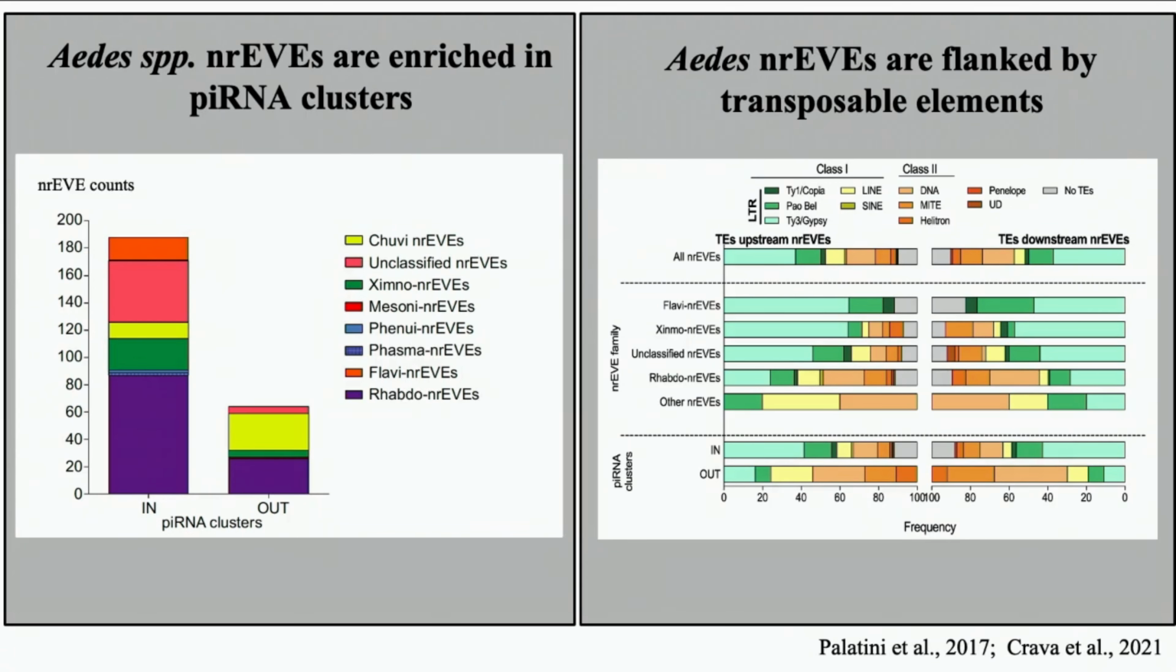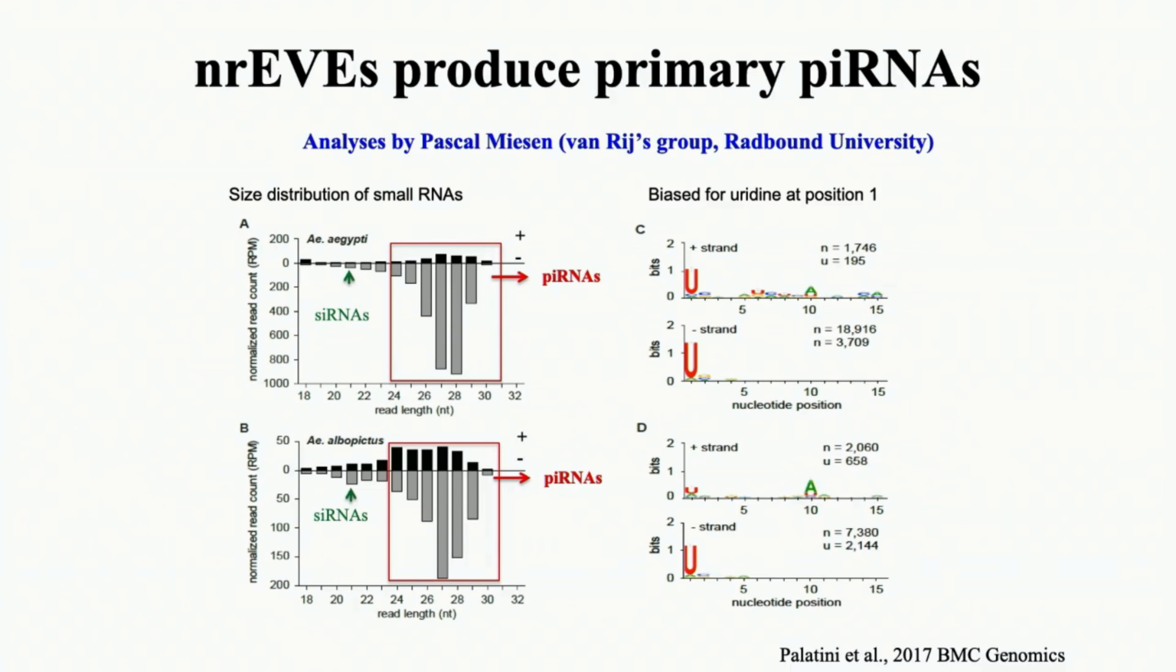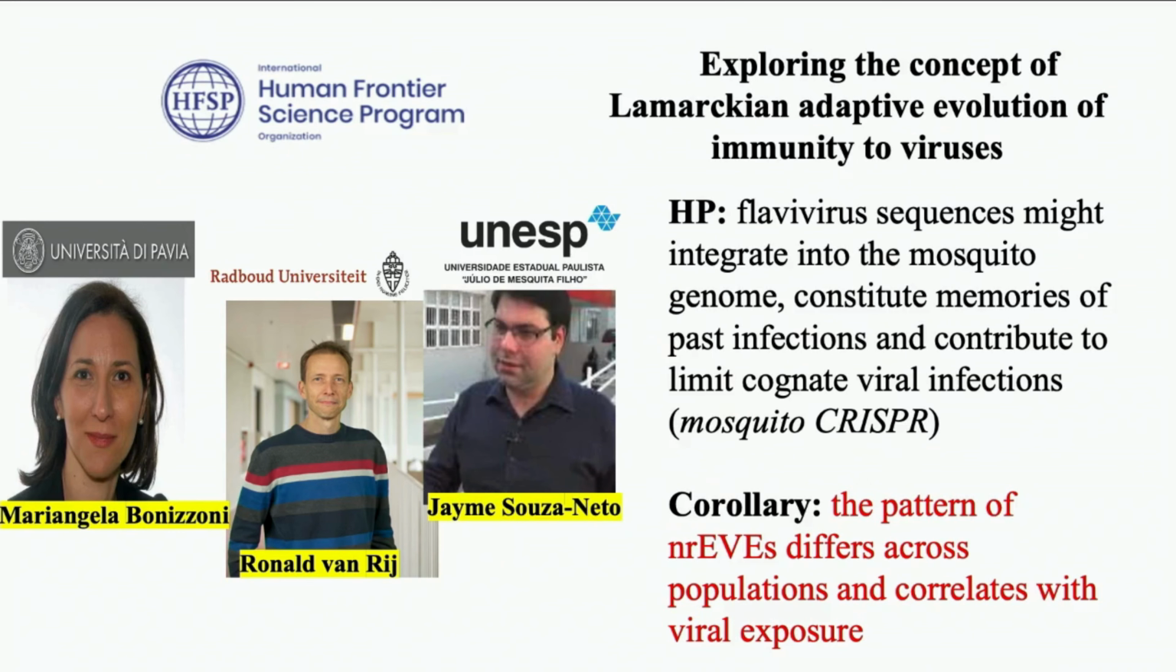So this observation, the fact that these viral integrations are enriched in piRNA clusters, brought us to ask whether these piRNAs are also produced by viral integrations. And we observed that both in Aedes aegypti on the bottom and on top, and Aedes albopictus on the bottom, when we map small RNAs to viral integrations, the primary class of small RNAs that map to these viral integrations are piRNAs.